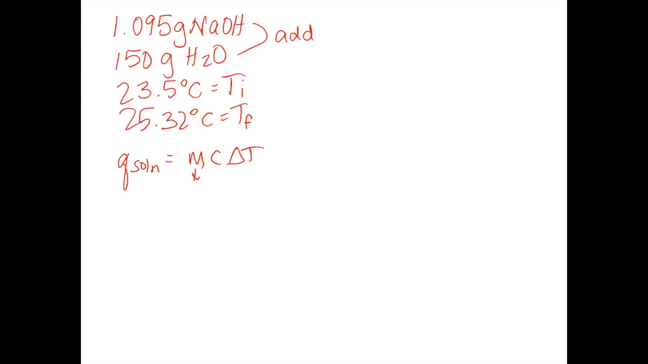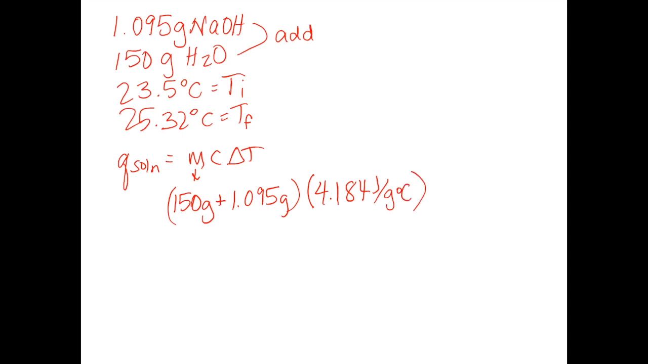Okay, so for my mass, I'm going to do 150 grams plus 1.095 grams. I'm going to use the C for water because I'm doing this in water, and I told you that you can. And then I've got to do my delta T. So I've got to take Ti minus Tf. So I do 23.5 minus 25.32.